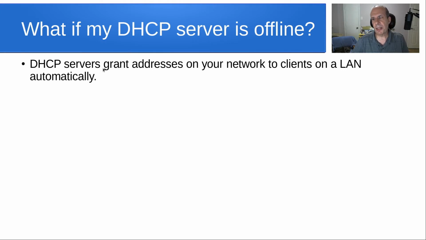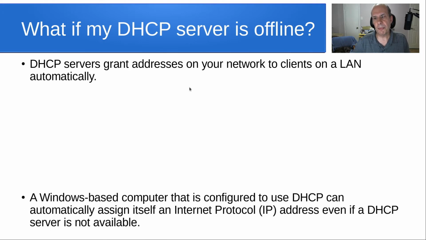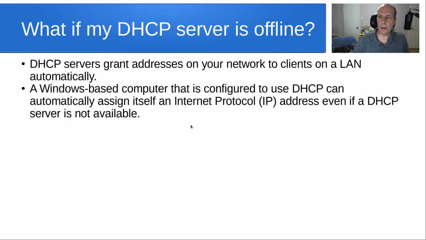Well, DHCP servers are the thing that grant the address to clients on the LAN automatically. If the server's not up and the client wants a DHCP address, does the client just die? And the answer is no. A Windows-based computer, and I believe Linux now also, configured to use DHCP, if they don't find a DHCP server, can automatically assign themselves an IP address even if a DHCP server is not available. This is sometimes called the auto configuration address.